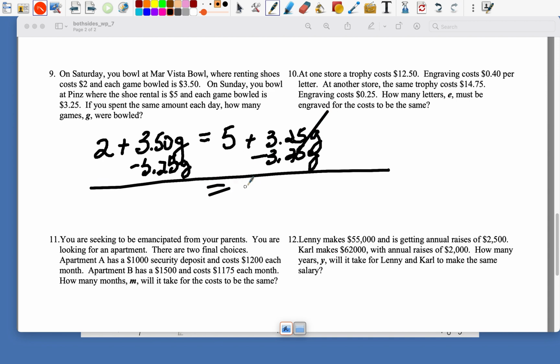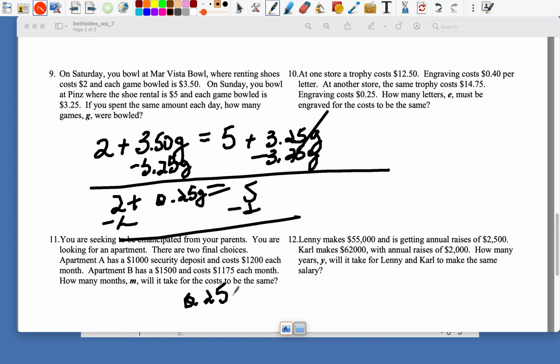That goes away. We have 5 over here, and this is 2 plus, what is this? 0.25 G. We're going to do minus 2 on both sides. And we're going to get 0.25 G equals 3. And then we're going to divide both sides by 0.25. And G equals 12. So you played 12 games, which is a lot.